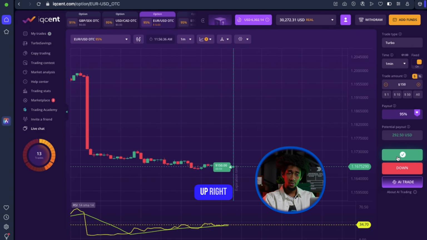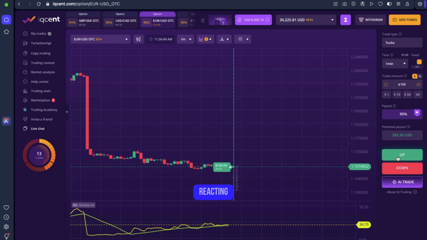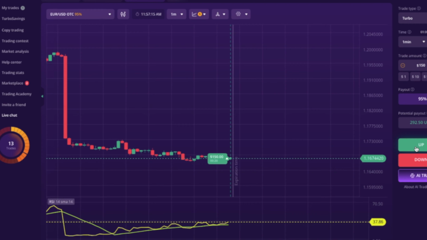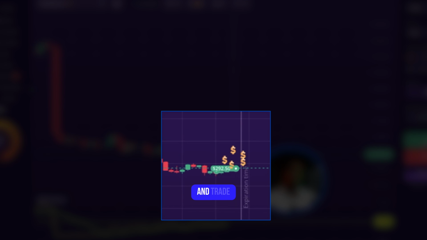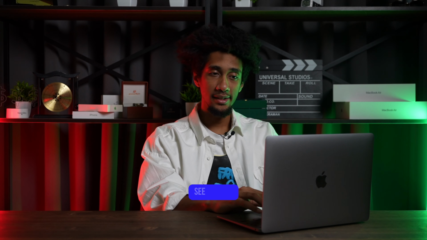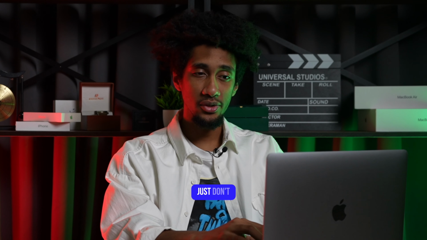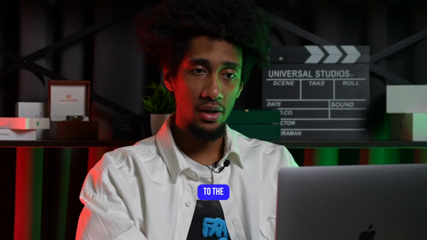Candle shoots up right away. RSI starts climbing. This is the market reacting. And trade closes in profit, $292. See, nothing complicated. Just don't trade in the middle range of RSI. That's neutral ground. Stick to the outer zones and you'll get much clearer signals.